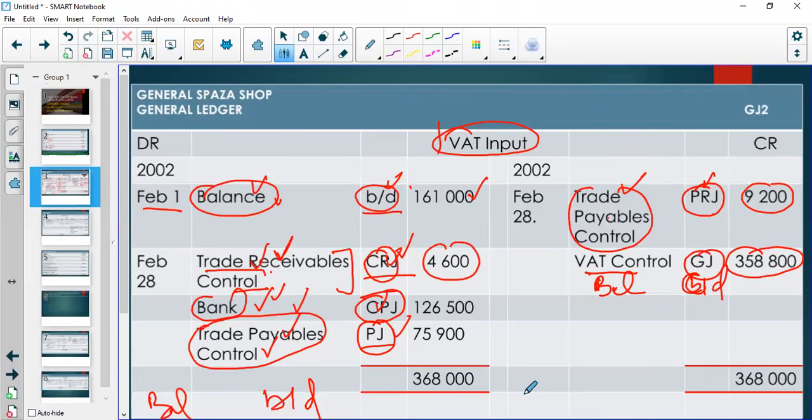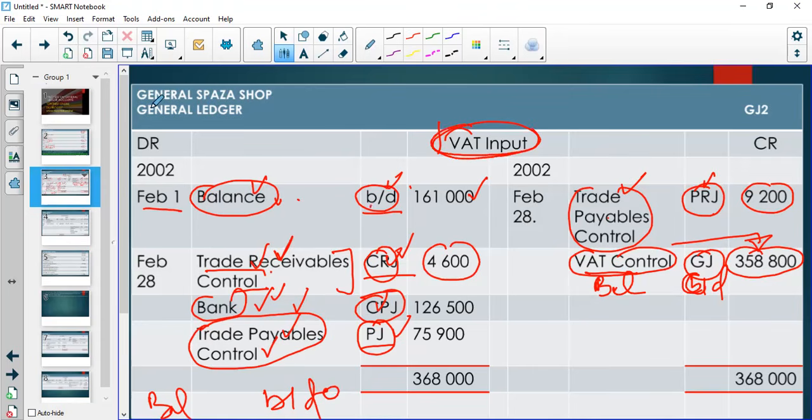That is to say, if we are not closing off to the VAT control account so that we can pay VAT at the end of the month, if that's not the month we have to pay VAT, then we have a balance brought down. But if you have to pay VAT that month, then we have to close off everything to the VAT control. So if you come across a question like this, it should be easy. First of all, just drag and drop your balance brought down because you know it's a VAT input.